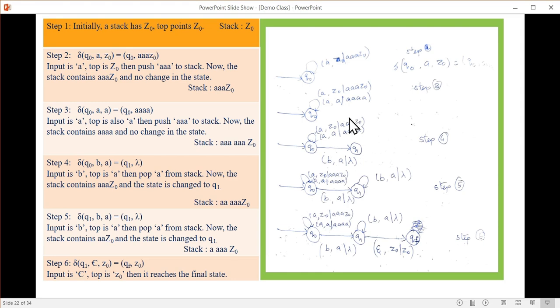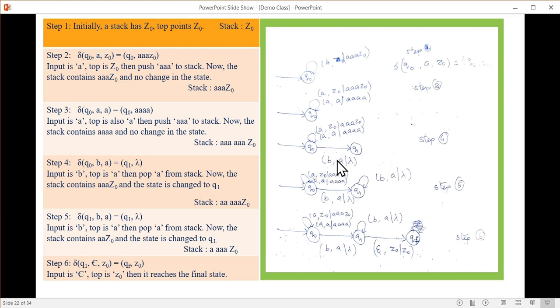Then the next step is Q naught comma B comma A, which is equal to Q1 comma lambda, which means the state is now changed from Q naught to Q1 in the output. The input is B and the top of the stack is A, so we have to pop. When the input B comes, we have to pop A from the stack. That is given here, from Q0 to Q1. The transition is changed to Q1. So you have to write the transition on this arrow: B is the input, comma.